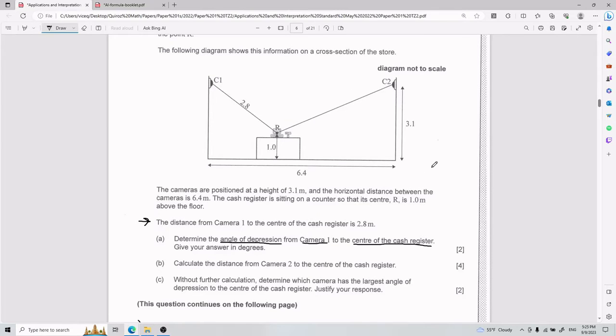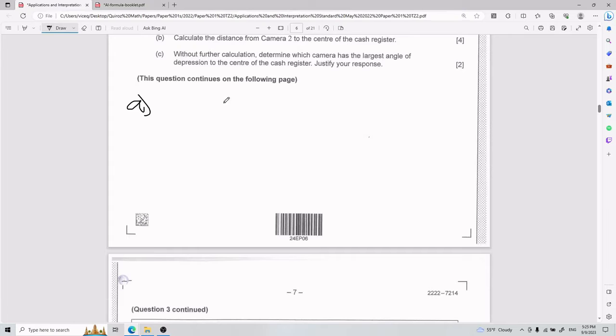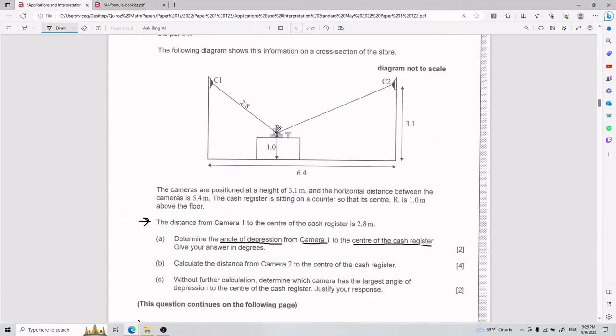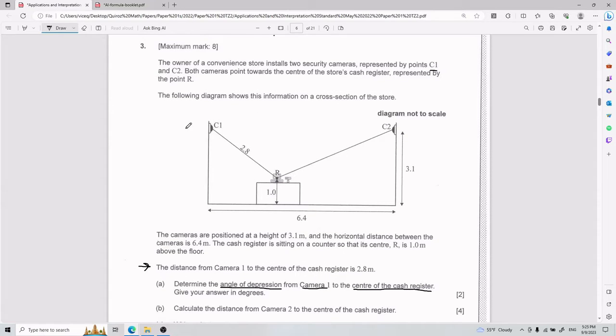Now, for this part, a lot of people don't understand well what is angle of depression and what is angle of elevation. Those are the two things you can encounter. Your angle of depression from camera 1 to the center of the cash register is basically, imagine you are up here, and this is going to be your eyes. Your angle of depression is the angle that you need to take if, perfectly horizontally, you keep aiming down, down, down, down until reaching the point you need, which in this case is point R. So from perfectly horizontal until reaching R, it is basically this angle here. That is my angle of depression.